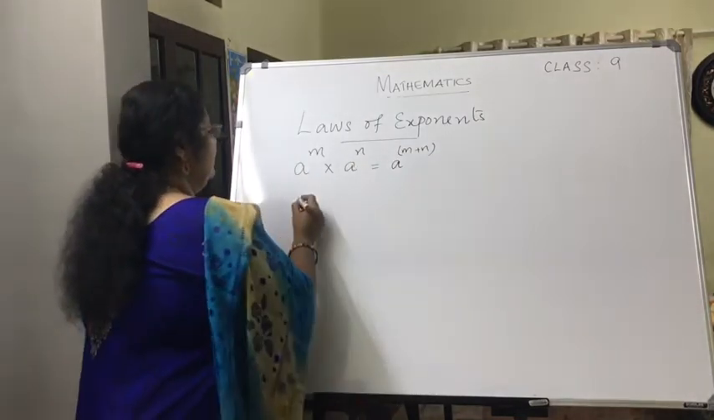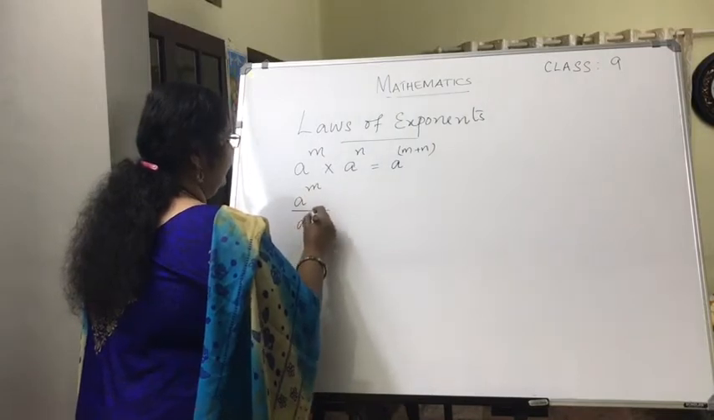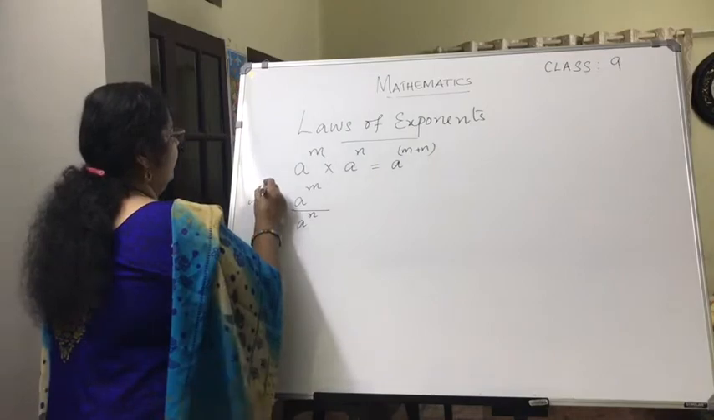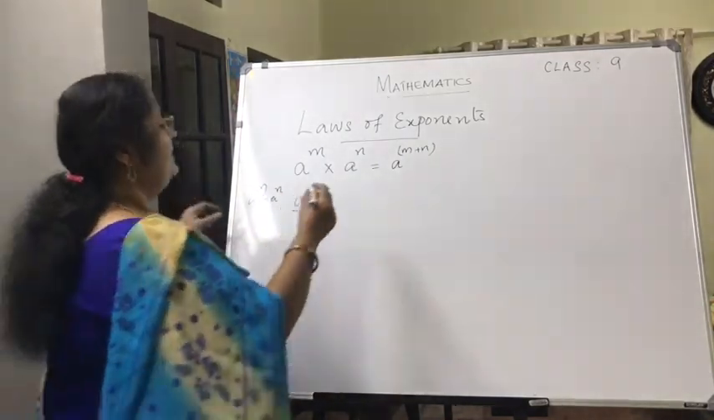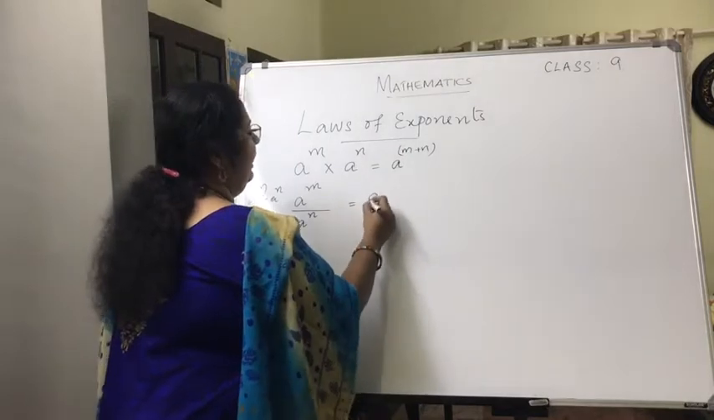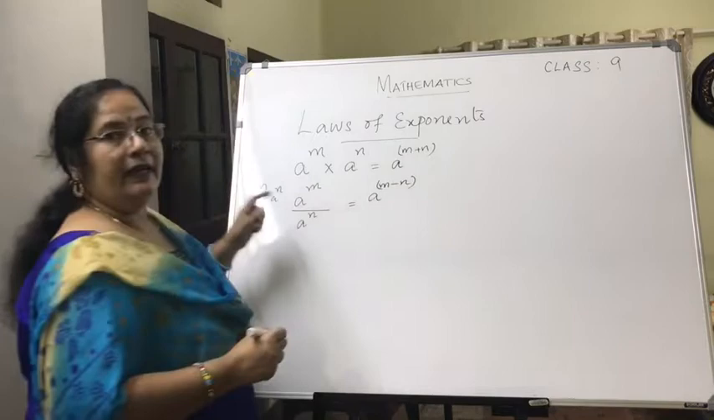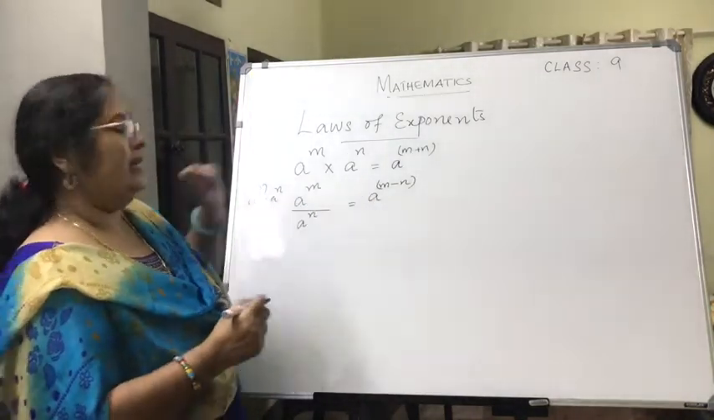Now second is a raised to m divided by a raised to n. This you may even write as a raised to m by a raised to n. Both ways you can write. This will be equal to a raised to m minus n. A raised to m divided by a raised to n is a raised to m minus n.